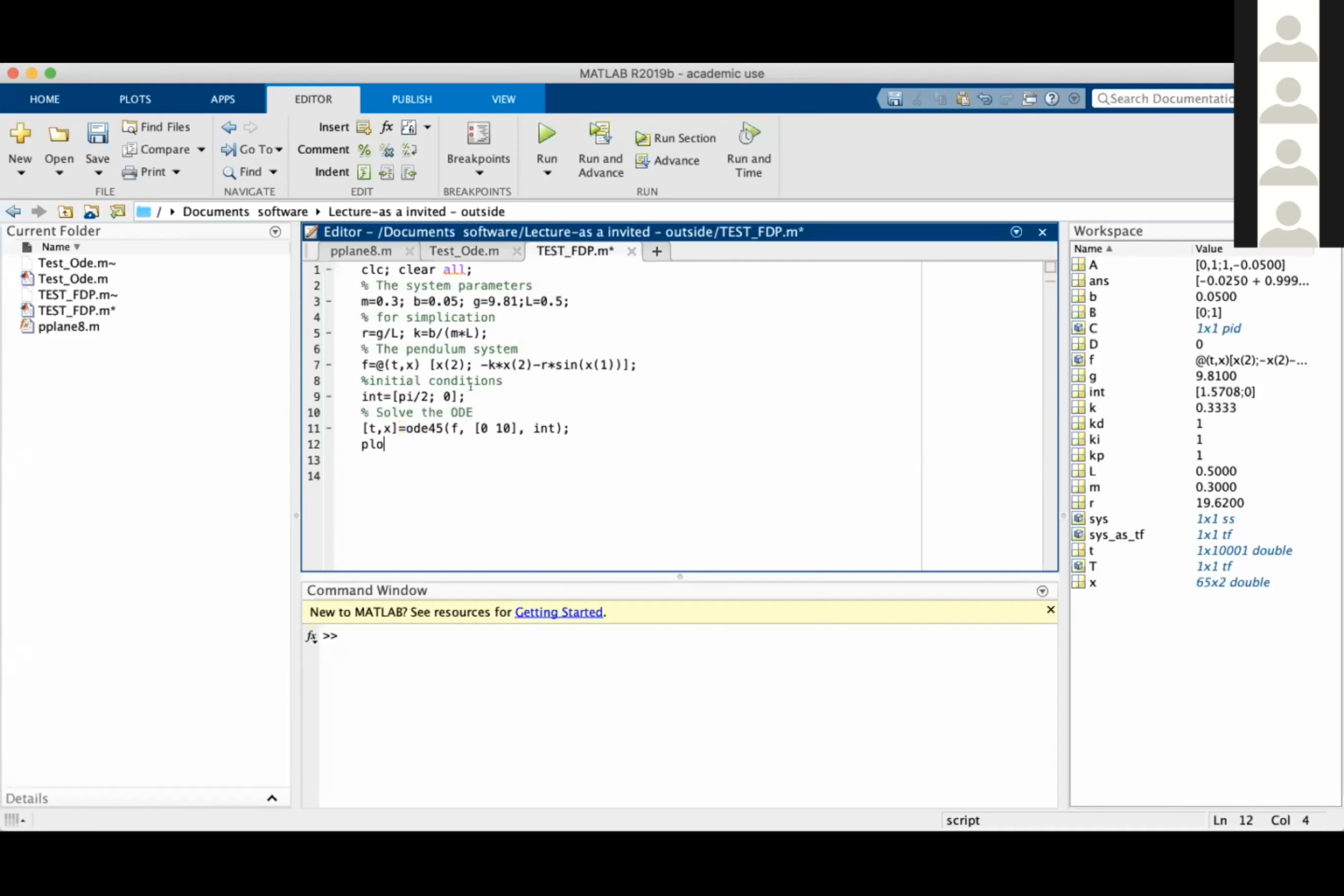So again I will plot the states. First I will plot it.